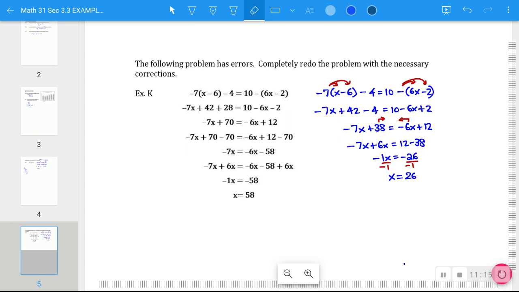Okay, so this ends the section 3.3. You got quite a bit of practice here of solving equations with variables on both sides of the equation. And you also learned in this section that you have to distribute if that step is needed. That's the first thing you should do on these problems.